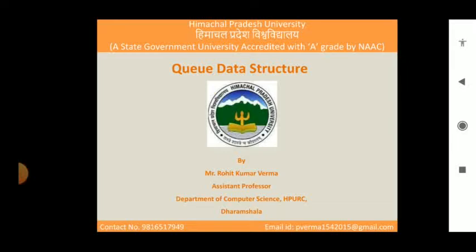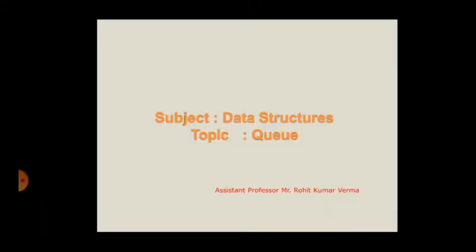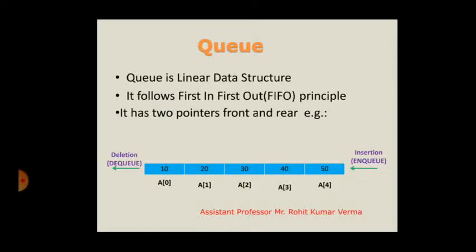Today in our session we are covering a very important topic of data structure, which is related to queue. What is a queue? So dear students, a queue is a linear data structure which follows the FIFO principle. Now what is FIFO? First in, first out. So what you have to remember: a queue is a linear data structure which follows first in, first out principle.